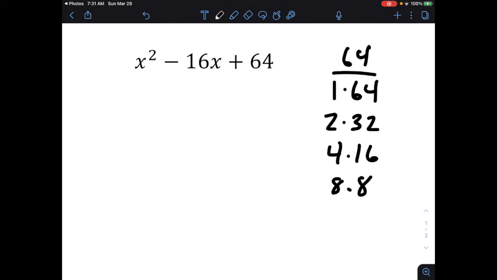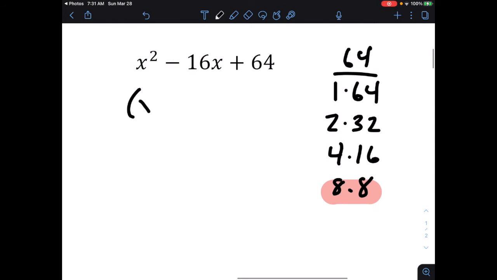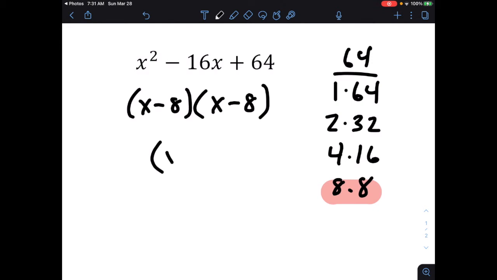So we have 8 times 8, and that's the one that we want to focus on because 8 plus 8 is 16, but since it's negative 16, both the numbers need to be negative. So we're going to write this as x minus 8 times x minus 8. And then we could also write it as x minus 8 squared.